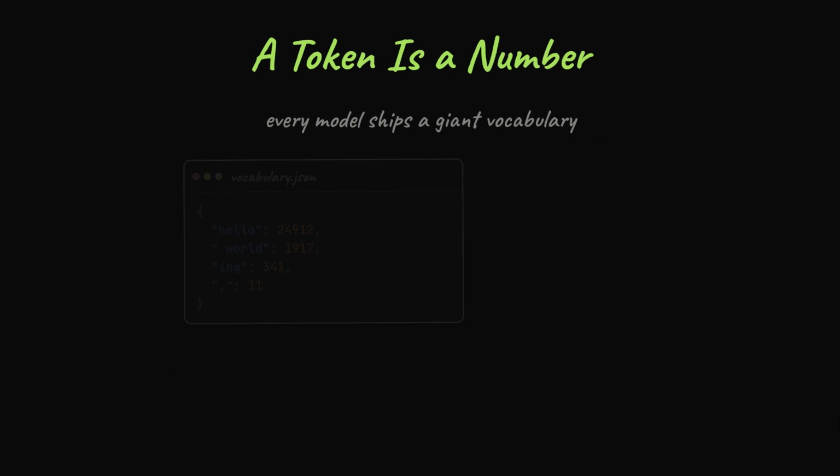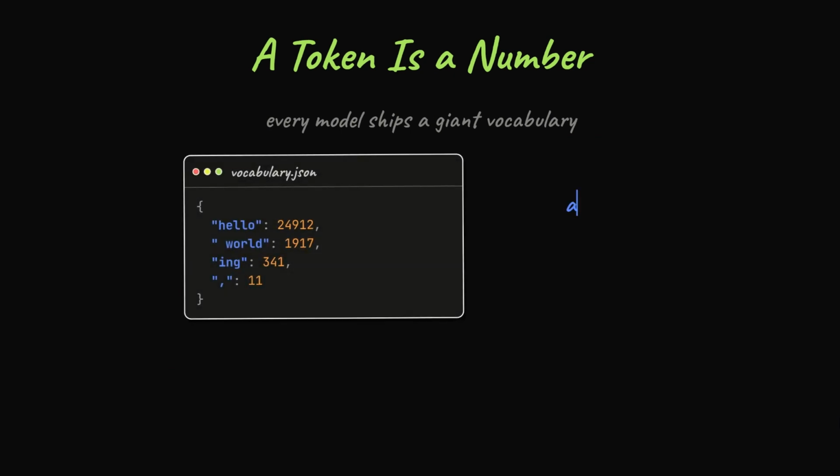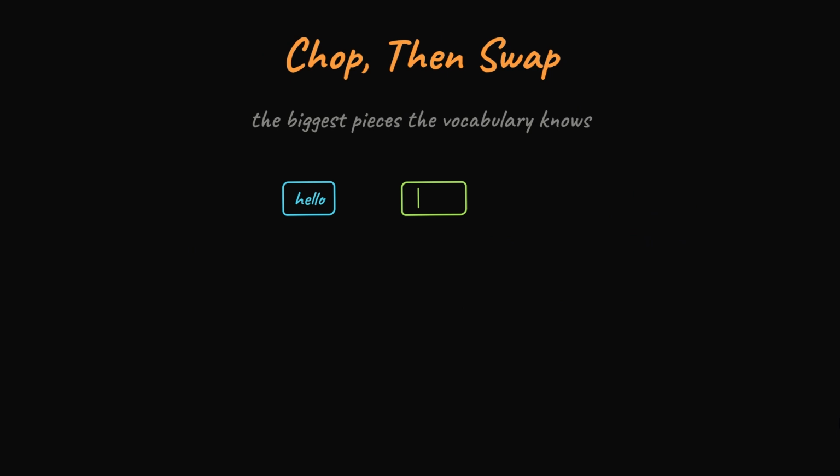A token is just a number. That's the whole secret. Every model ships with a giant lookup table called a vocabulary, and inside that table, every common word, every chunk of a word, and every individual character gets assigned an ID. The word hello might be entry number 24,912. The chunk ing might be entry 341. A single comma has its own entry.